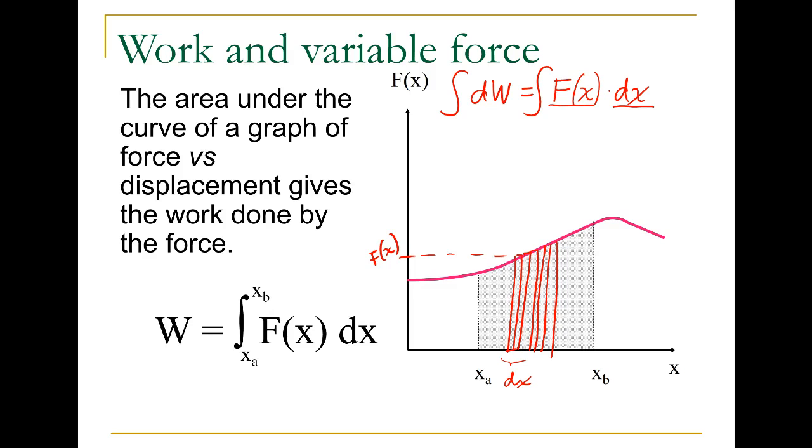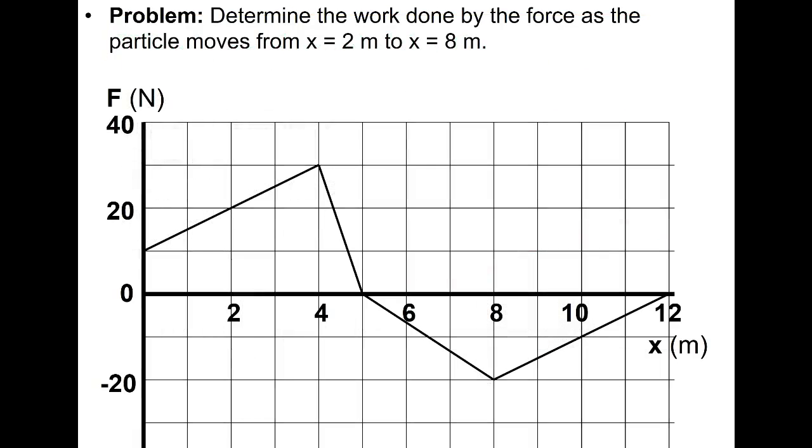So let's see an example where we don't really have to integrate, and then we'll look at one where we do. Okay, so we want to find the work done by this force as the particle moves from x equals 2 to x equals 8 meters. So we kind of mark this off here and mark this off here, and we know that what we need to do is find area. Okay, so maybe I'll just do this, and now I just have 3 areas to find. 2 triangles and a trapezoid.